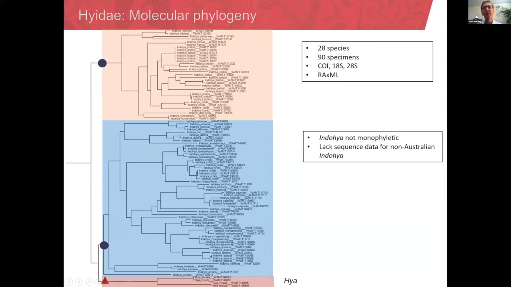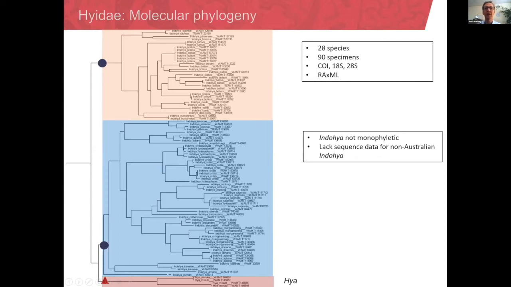So we were able to generate a multi-gene phylogeny for the genus Indohya in Australia, and some outgroup specimens of Hya that have been sampled from Asia. And there's a couple of things to note here. We've got 28 species represented on this tree. We've got 90 specimens. At the moment, we've only been able to analyse and run 3 different gene regions. This is a RAxML analysis run by Julia Perina on behalf of this project. And as you can see here, we've got a couple of issues.